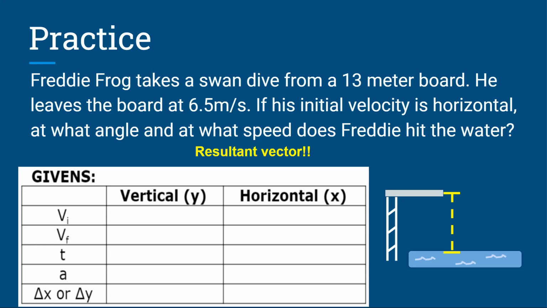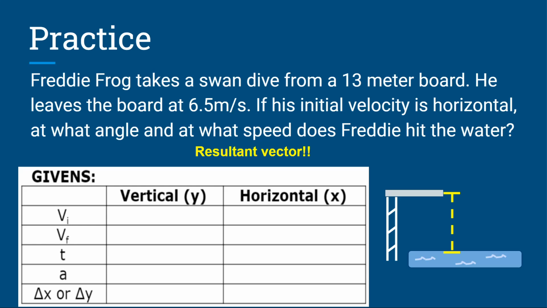Now you'll notice in this question, it doesn't say at what vertical speed does he hit the water. It doesn't say at what horizontal speed does he hit the water. It says at what speed. If the question doesn't specify horizontal or vertical, it means that it wants the resultant. That's why I wrote that up there. So if it just says what's his speed, it wants the resultant, which means you have to add your horizontal and vertical together by vector addition. You're going to be making a triangle at the end once we get both of them.